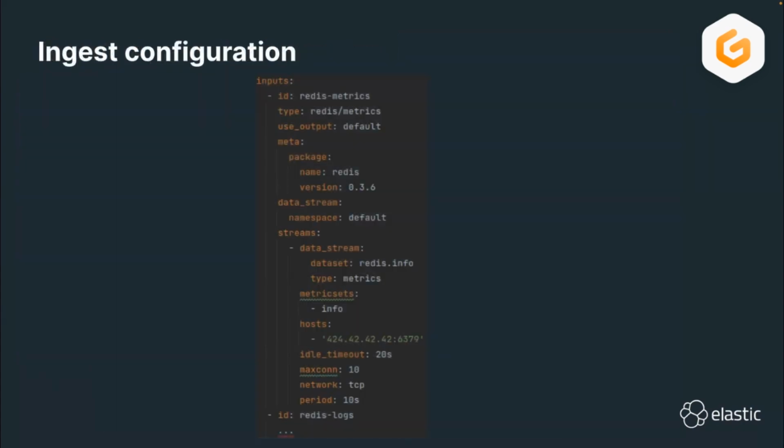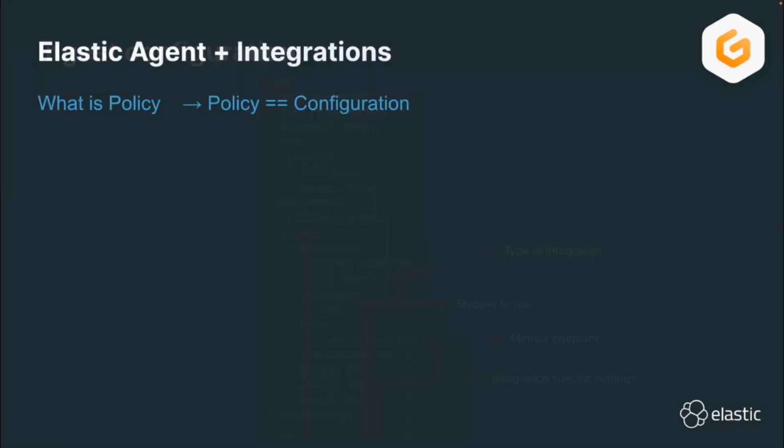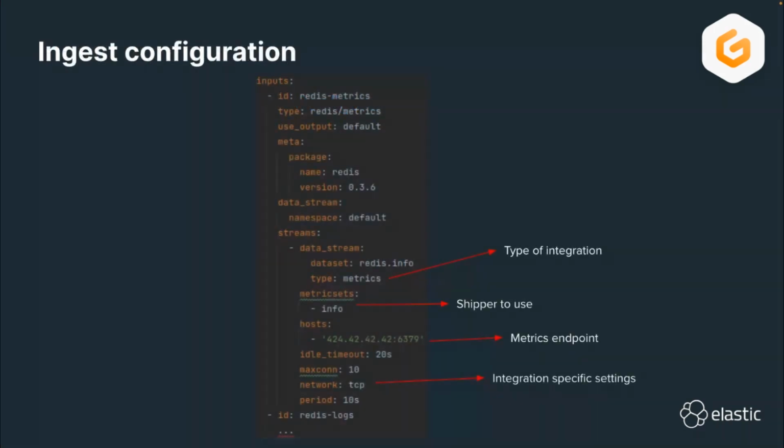And in the end, Elastic Agent will receive a pure YAML configuration blob, which looks like this. Here I specify which integration to use, the type of the integration that I want to collect metrics, which secret to use under the hood, where the metrics endpoint is, and integration-specific settings like which network, which period to use, the max number of connections, and everything that is specified within the package, within the integration, will be available here. We call this small configuration block an integration policy.